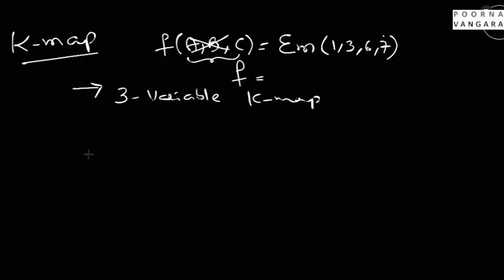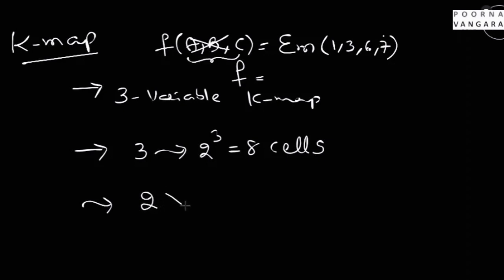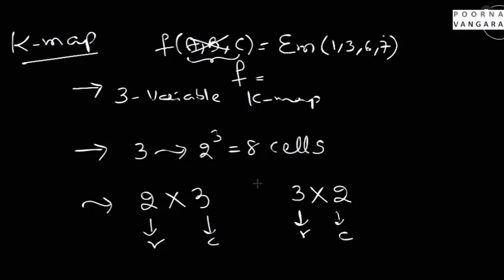K-map. You can draw a K-map in two ways for 3 variables. For 3 variables you need to represent 2 power 3, total 8 cells, in a matrix form. So either you can try a 2 cross 3 representation or a 3 cross 2 representation. That means you can go with 2 rows and 4 columns, or you can go with 4 rows and 2 columns. Any representation is valid. So we'll go with 2 cross 4.